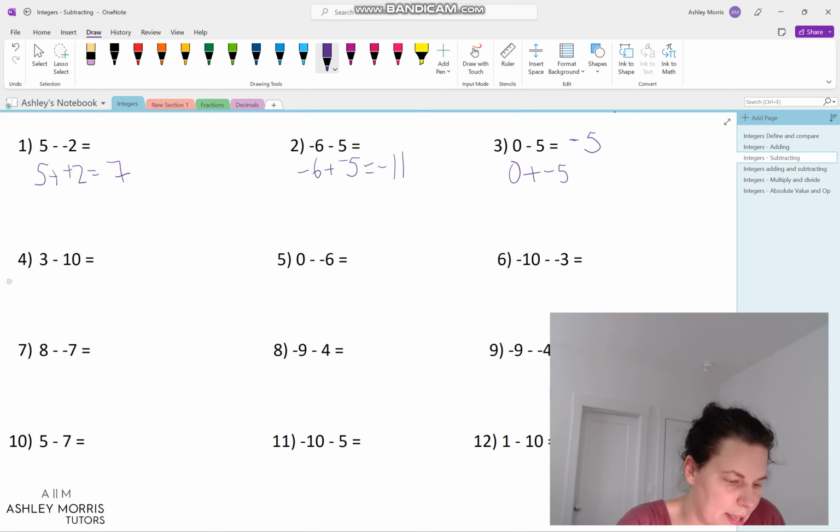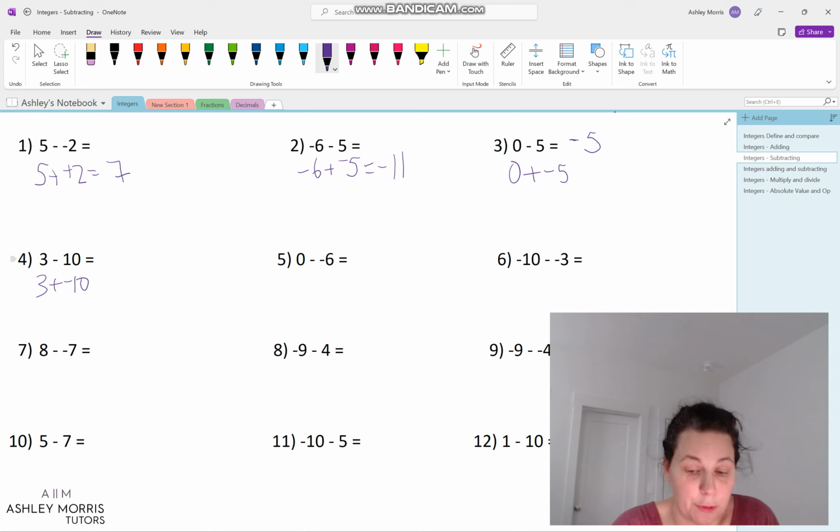3 minus 10 becomes 3 plus negative 10. If my signs are different, you subtract and keep the sign of the bigger number. 10 is bigger than 3, so we keep the sign of the 10, which was negative. 0 minus negative 6. 0, add the opposite. So 0 plus 6 is 6.